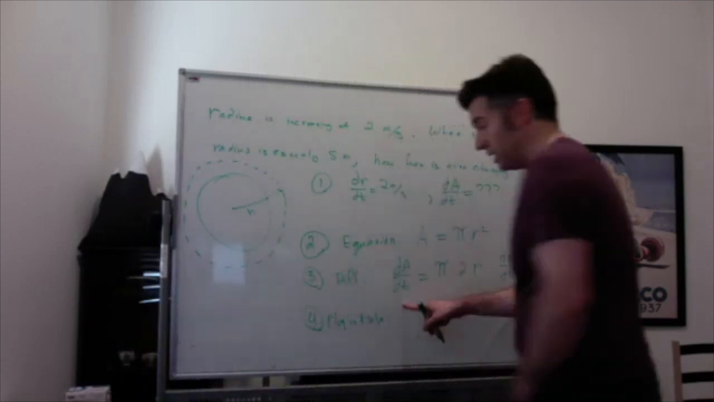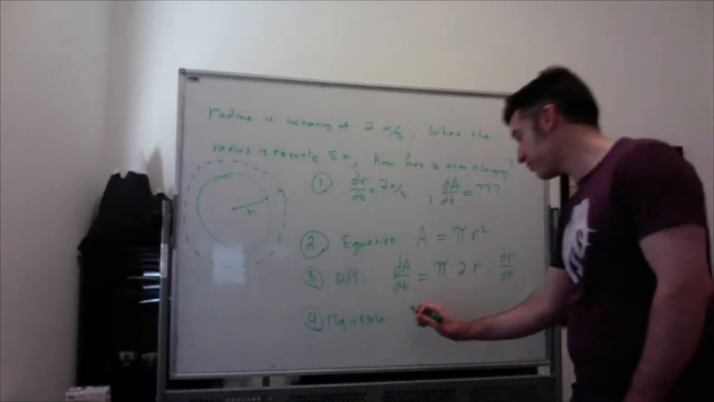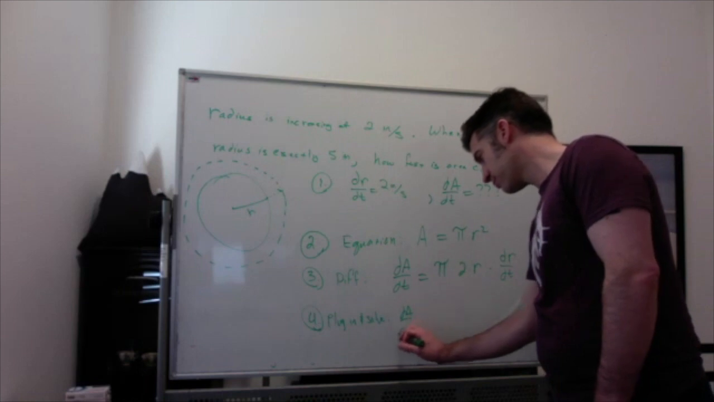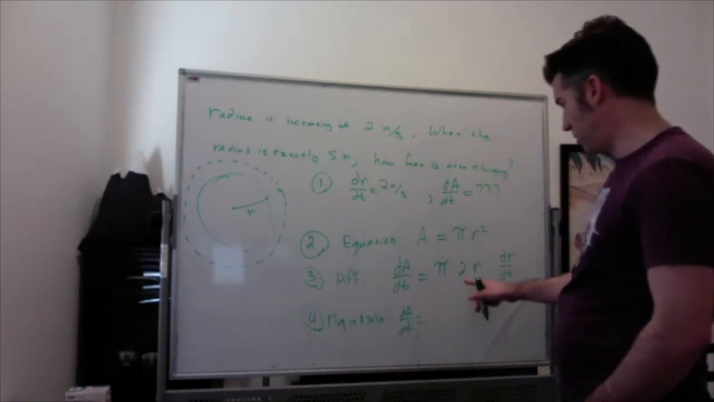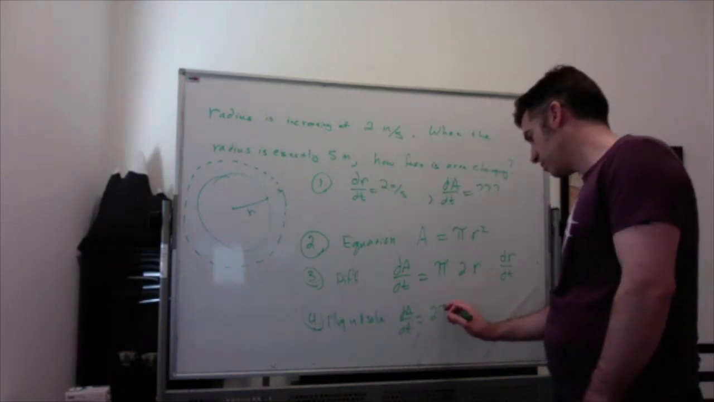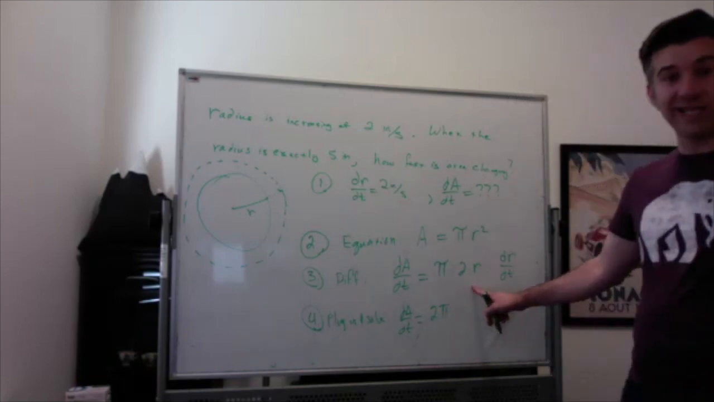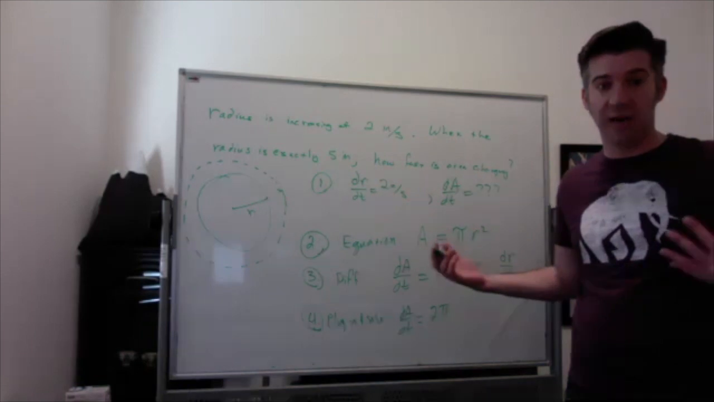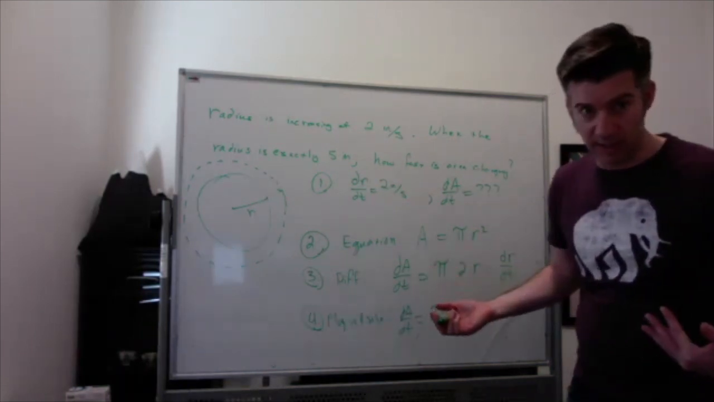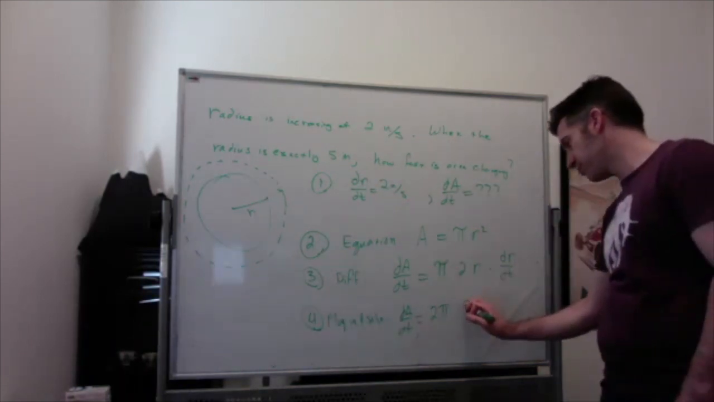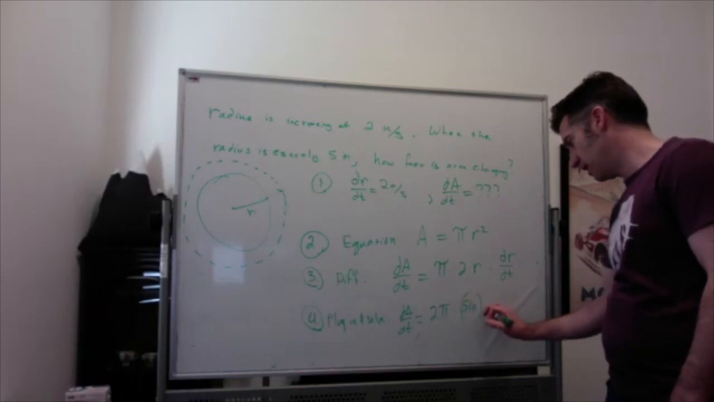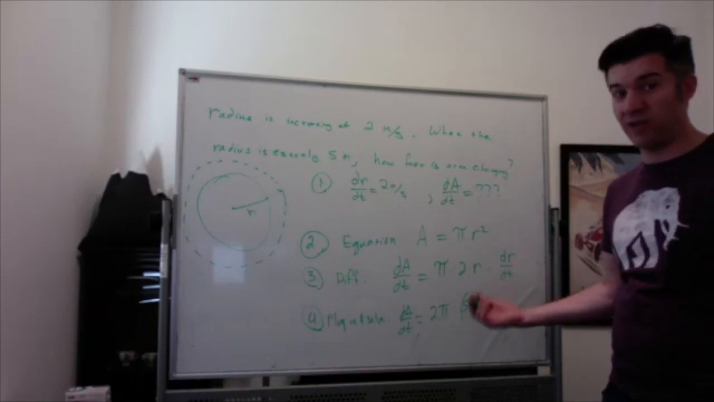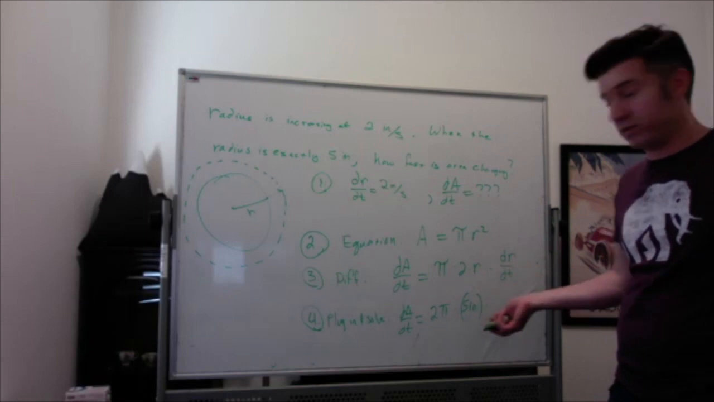I don't know what dA dt is. That's what I'm trying to solve for. But here I have 2 pi. I do know what the radius is. The radius is 5 inches, right? We were asked how fast is the area increasing when the radius is 5 inches. And I know that dr dt, the rate of change of the radius, is 2 inches per second.